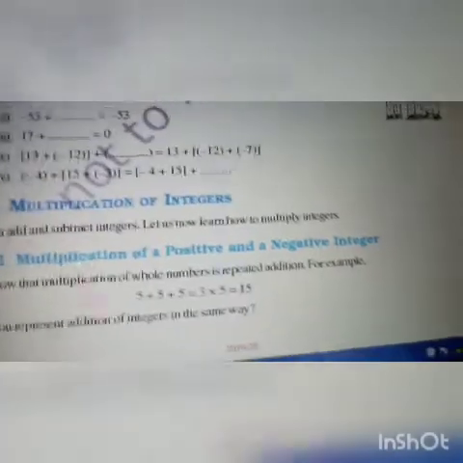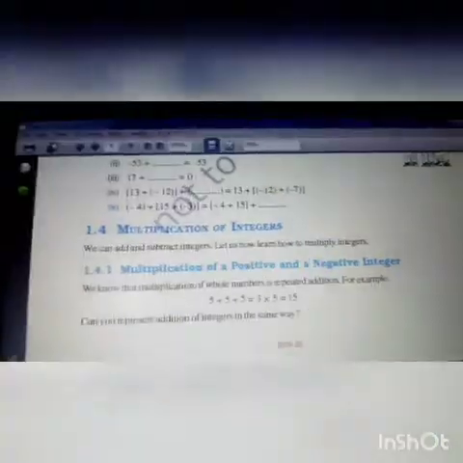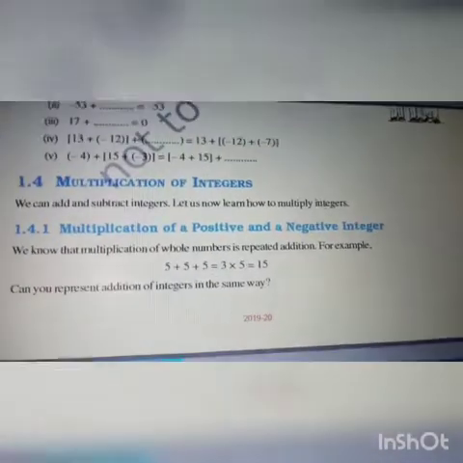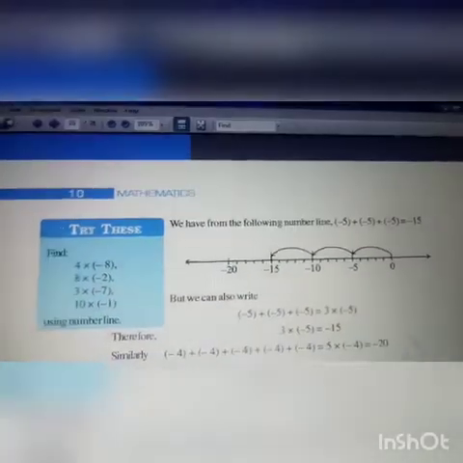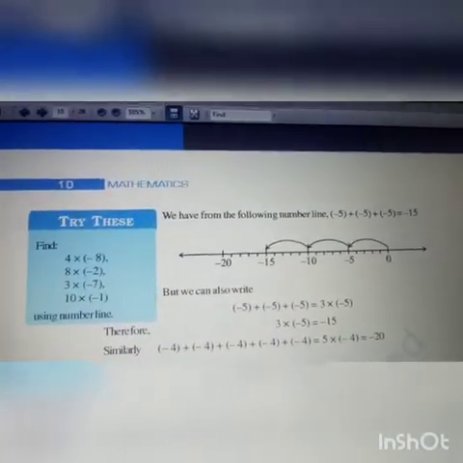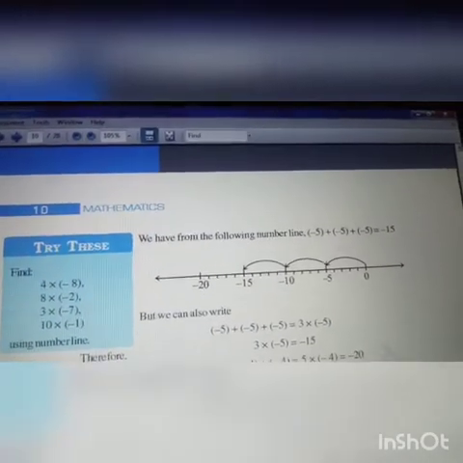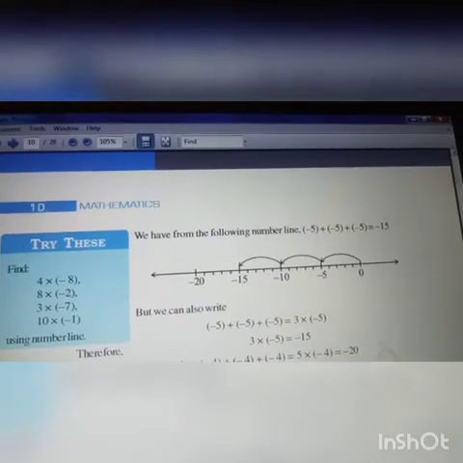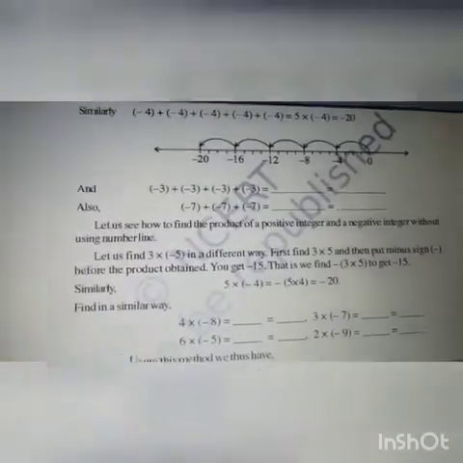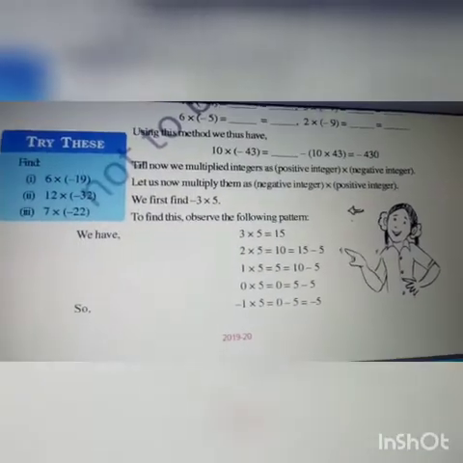Next, multiplication of integers. Before going to the multiplication, what is the rule in that? Plus into plus, plus. Plus into minus, minus. Minus into plus, minus. Minus into minus, plus. Okay, so these are the rules. Before going to the properties, you should learn the rules and work out the problems.